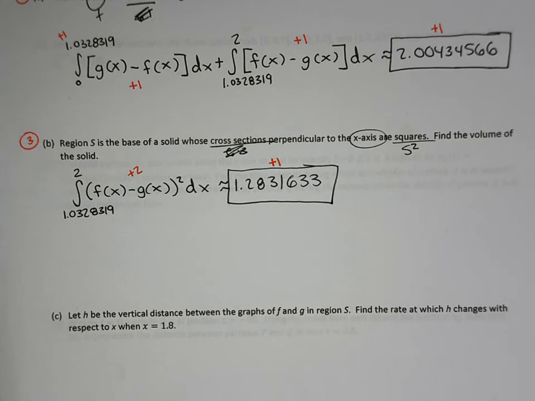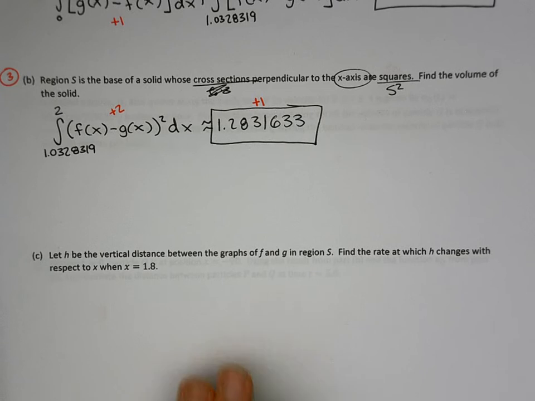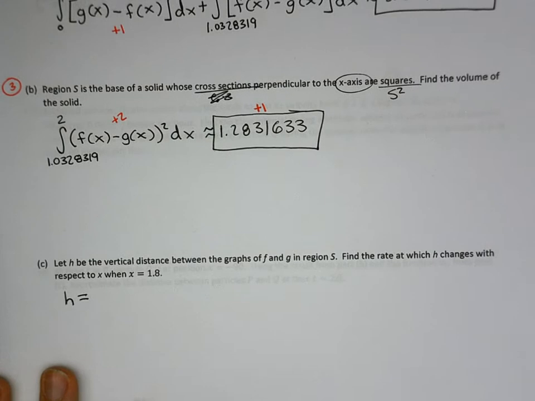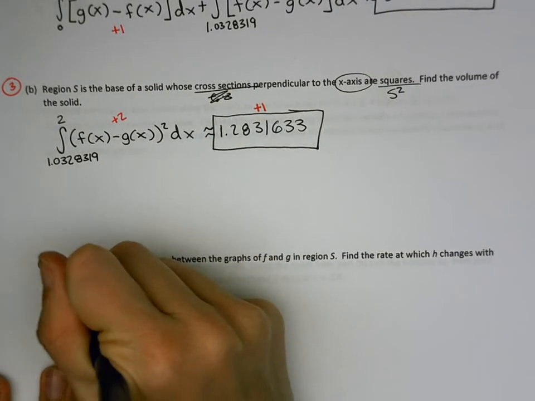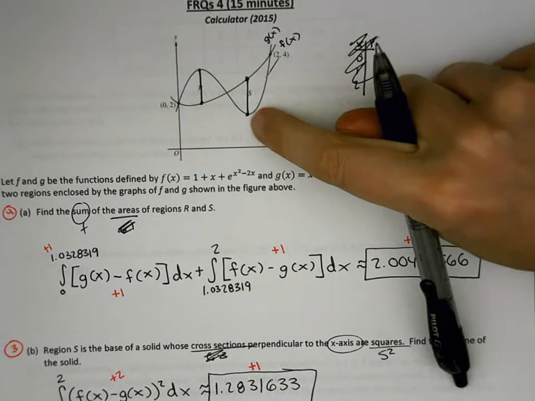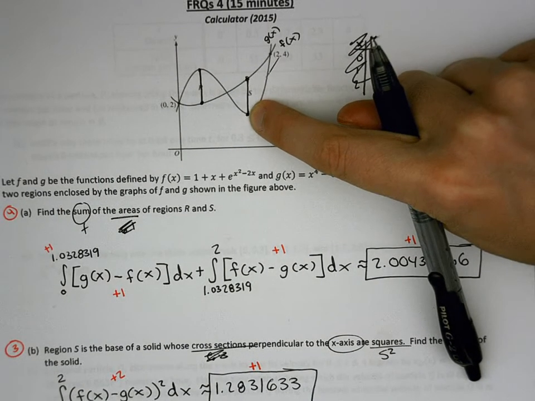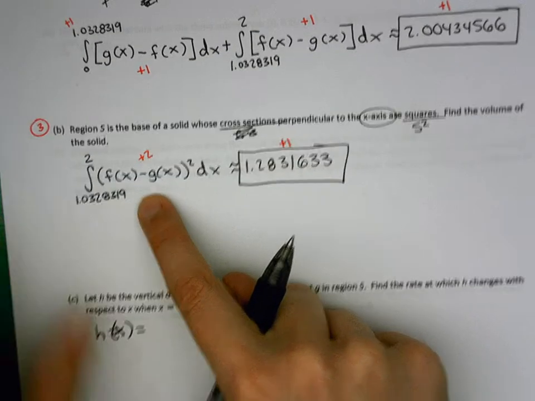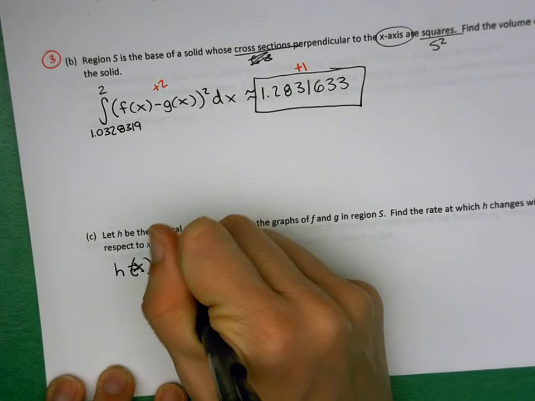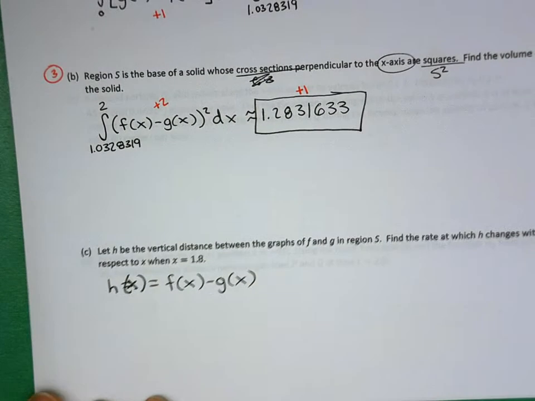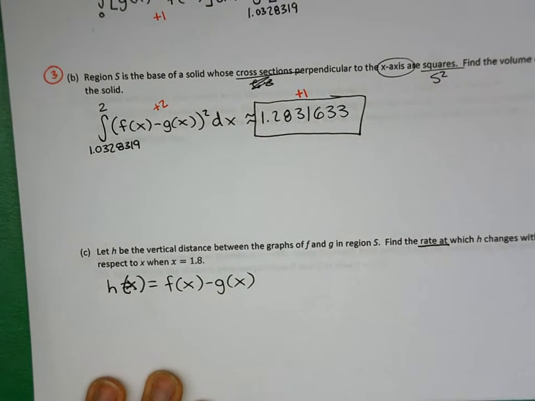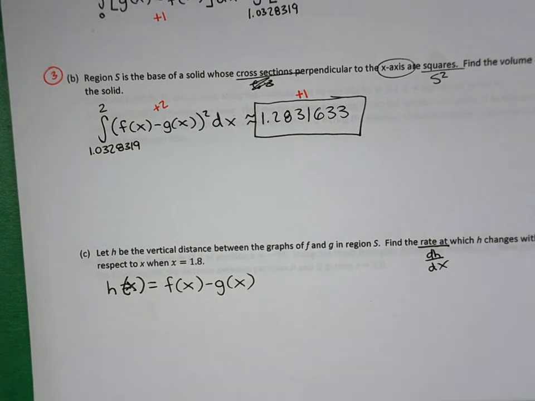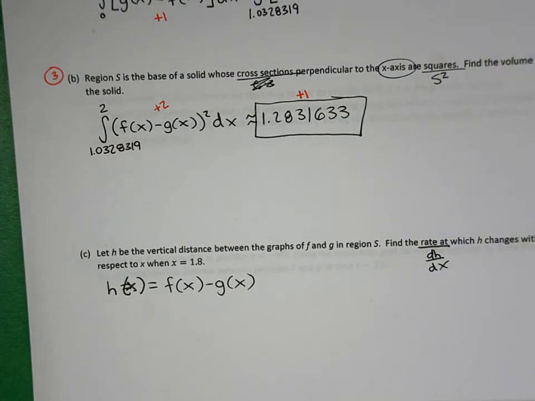Okay, C was our last one. Says let H be the vertical distance between graphs of F and G in region S. So H of X is the vertical distance between F and G in region S. So here's region S. That vertical distance was, again, F of X minus G of X. Right, the same thing we've used in both parts A and part B. Find the rate, so a derivative, at which H changes with respect to X when X equals 1.8. Okay, so we need to take a derivative here.